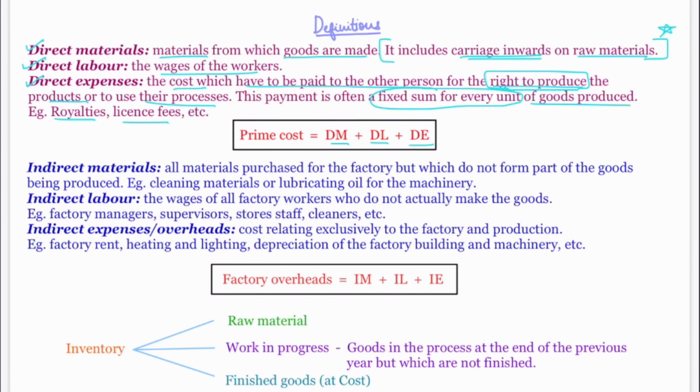Now what is prime cost? Prime cost is the total of the direct materials, direct labor, and direct expenses. That is the total of direct cost.